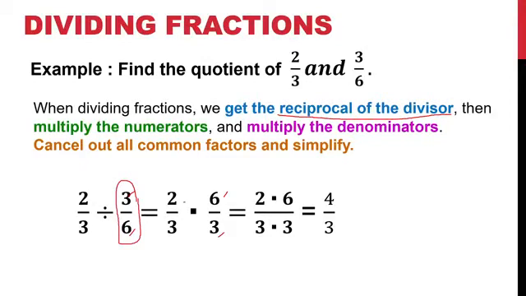You can do cancellation here. So I can cancel 6 and 3. That becomes 2. There are no more common factors there. After that, multiply what is left in the numerator. 2 times 2 is 4. 3 times 1 is 3. And there you go. This is your quotient when you divide 2/3 by 3/6.